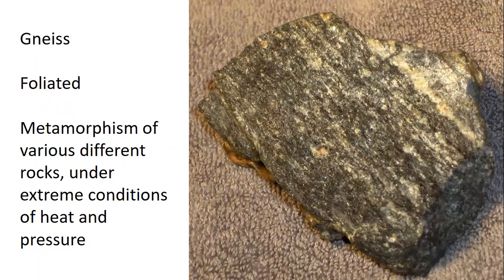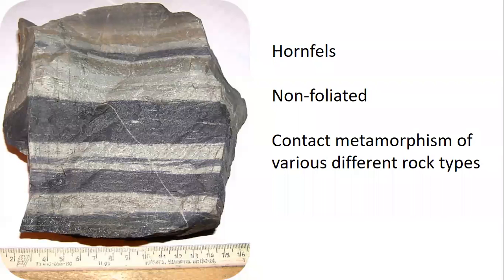This is gneiss. It is foliated. It is metamorphism of various different rocks under extreme conditions of heat and pressure, okay? So we're looking at a different group of rocks here. Here are the hornfels that we saw yesterday. These are non-foliated, and they're contact metamorphism of various types of rock.